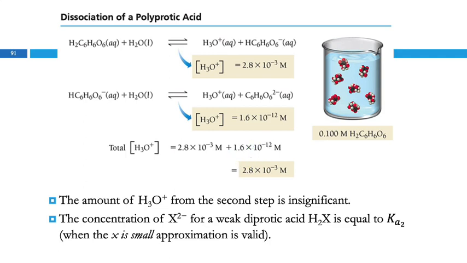The second concentration of hydrogen ion is insignificant relative to the first. So we end up with that concentration being equal to Ka2, when the X is small approximation is valid, which it usually is.